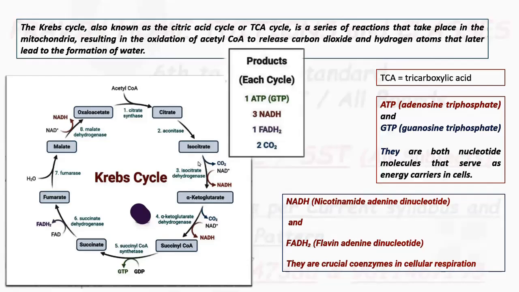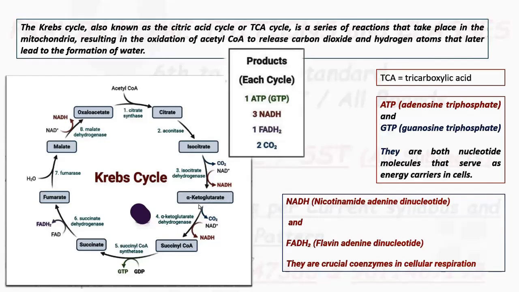Isocitrate reacts with the enzyme isocitrate dehydrogenase and forms alpha ketoglutarate. During this reaction, one CO2 molecule is released and one NADH molecule is released. So here energy is released.